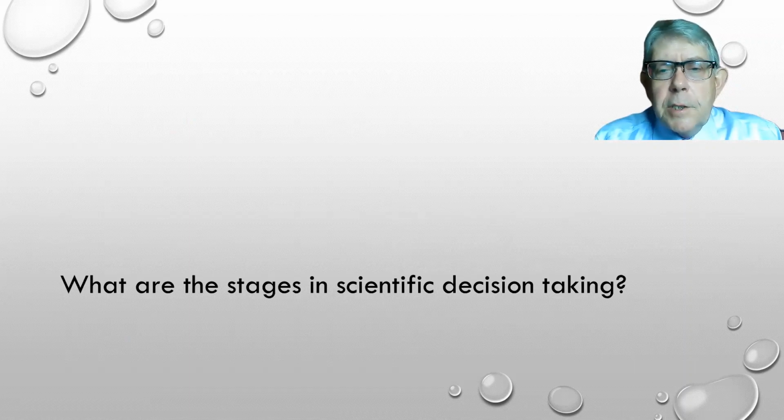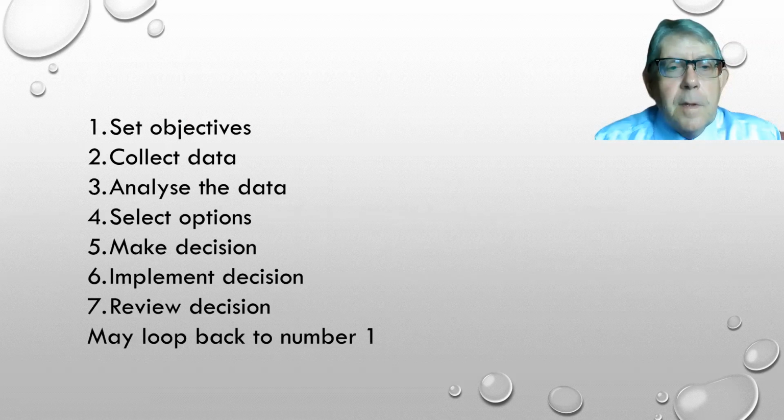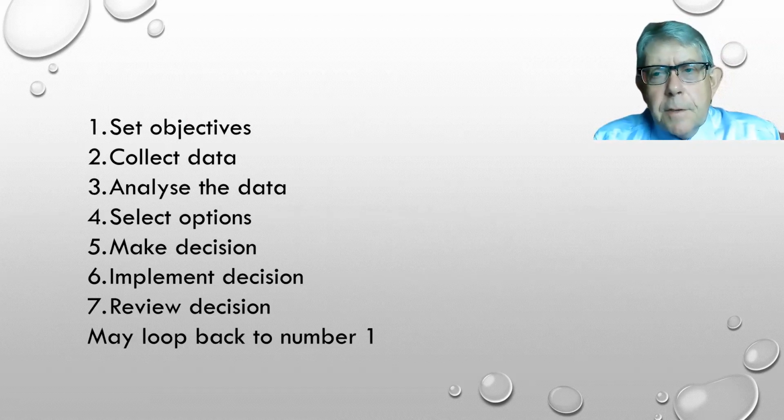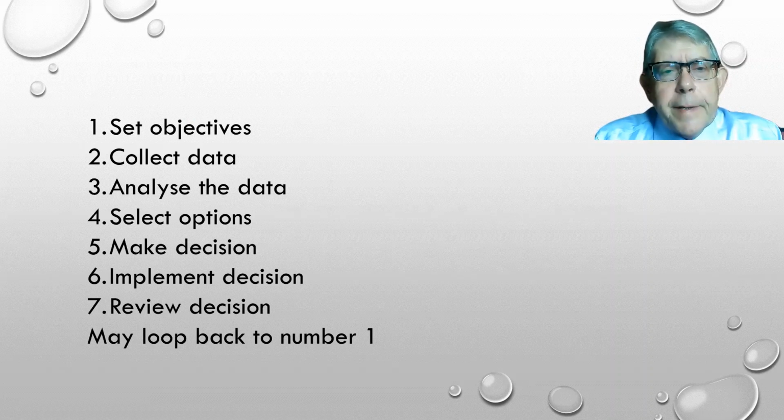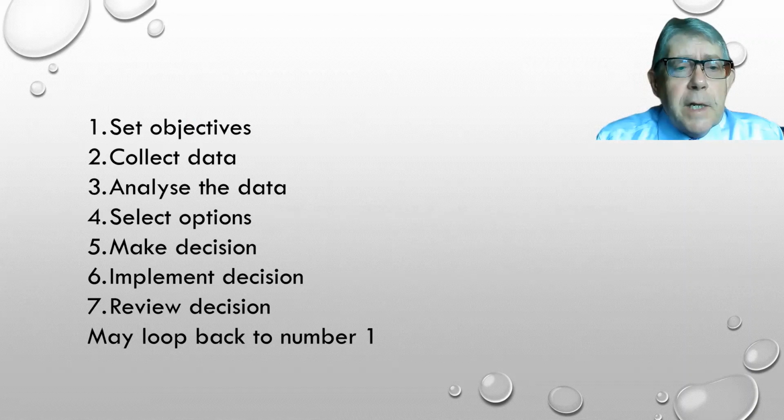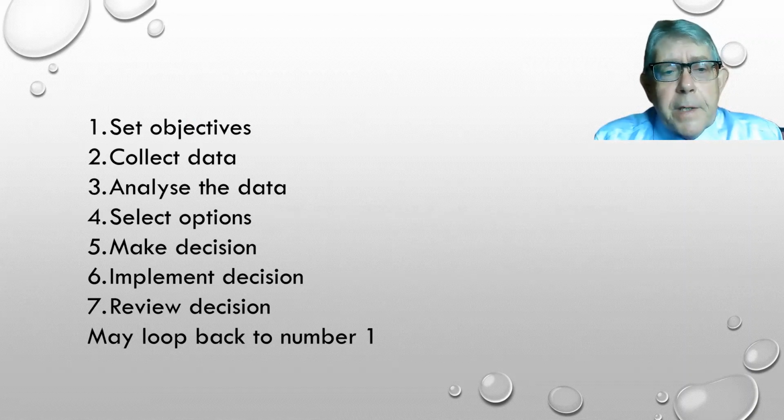What are the stages of scientific decision taking? Well, first of all, we set objectives. We go out and collect the data. We then analyse the data. We then select the options. We then make a decision. We implement the decision, and then we review, and then we may loop back to number 1.